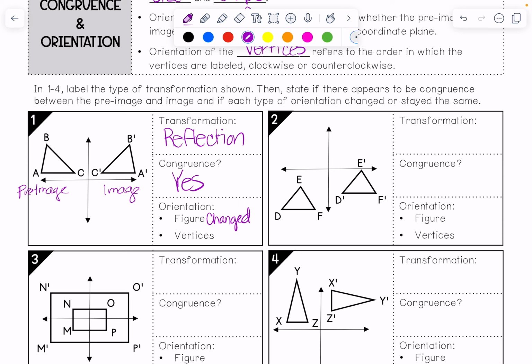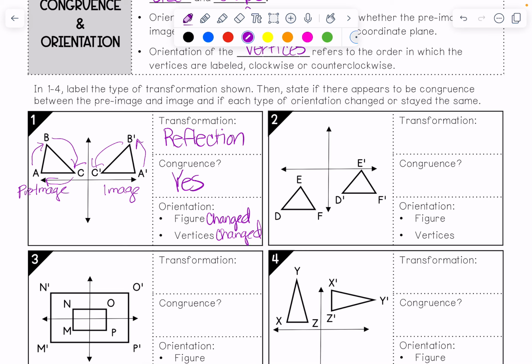So if we look at the pre-image, they're kind of labeled in a clockwise direction, and then now they're counterclockwise. So the orientation of the vertices has changed as well.